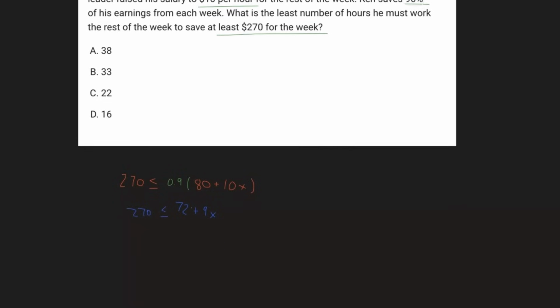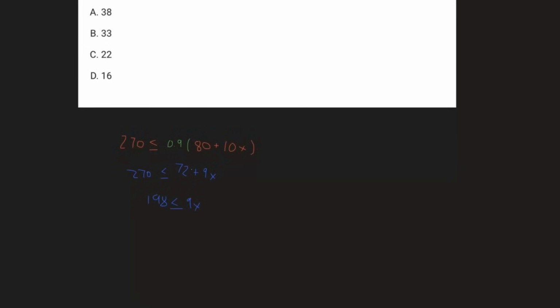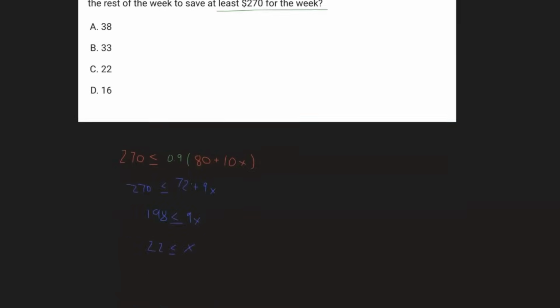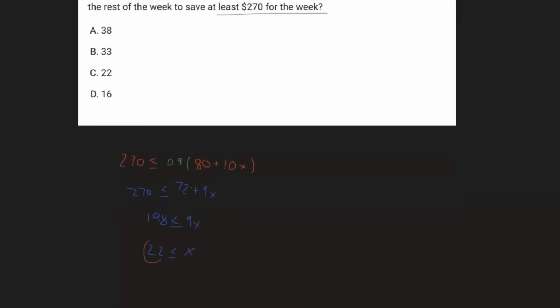Okay. And so we want to subtract 72 from both sides because we're isolating for x. And so we get 198 is less than or equal to 9x. Divide both sides by 9 and we get a value of 22 is less than or equal to x. All right, so what does this represent? Well, this means that in order to save at least $270, Ben will have to work at least 22 hours, right?